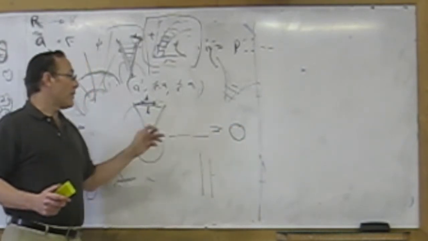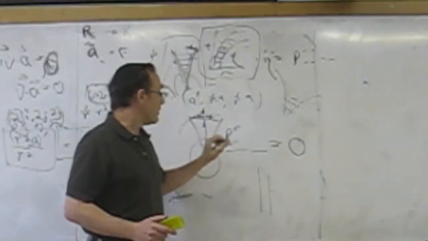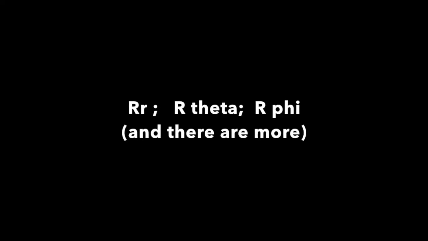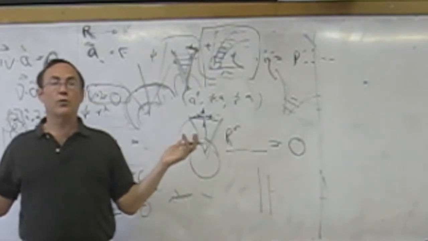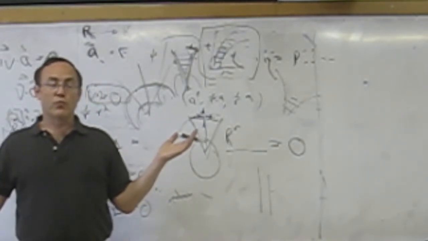We're going to have something on this side. Now, whatever you put here is going to be 0. Let's say R radial, whatever, is 0. Three quantities, and if you just set each one equal to 0, you have no theory. You have just 0, 0, 0. We have nothing. So that's clearly wrong. What can we do to get a tidal field equation?